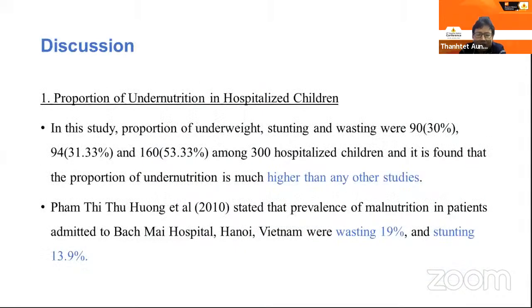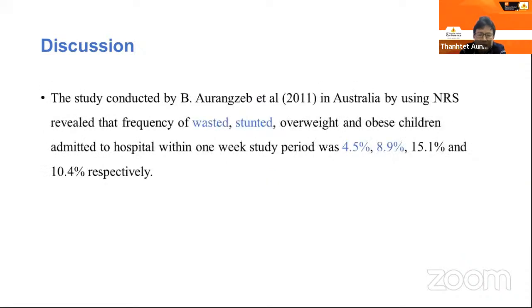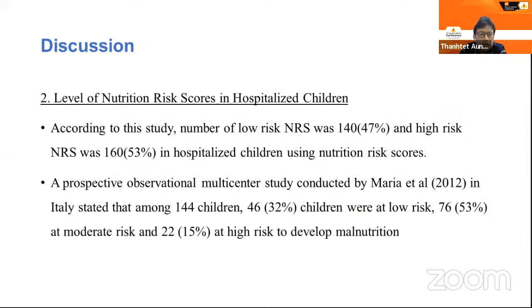Discussion. Proportion of undernutrition in hospitalized children. In this study, the proportions of underweight, stunting and wasting were 30%, 31.3%, and 53.3% respectively. It is higher than other studies which were conducted in Vietnam and also in Australia. Level of nutrition risk scores in hospitalized children. According to this study, low-risk NRS was 47% and high-risk NRS was 53%, and it is much higher than in other studies.